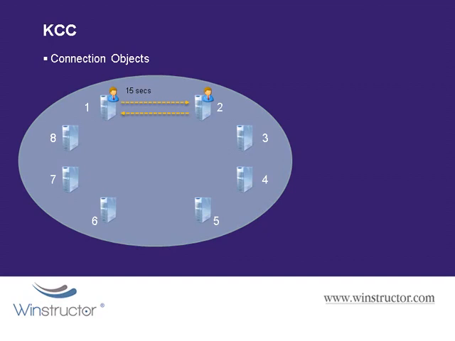This replication partner will then pull the changes from domain controller 1 using a remote procedure call or an RPC connection. Now after this replication with domain controller 2 is complete, domain controller 1 will wait another 3 seconds, and then it's going to notify domain controller 8 here that there's a change available. And of course domain controller 8 will then pull those changes from domain controller 1 using an RPC connection.